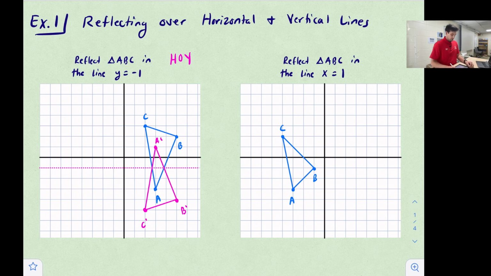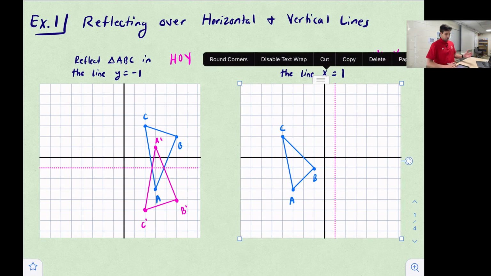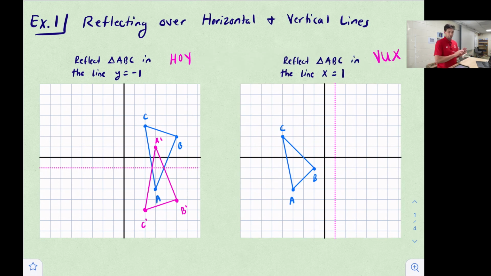Now a vertical line, x = 1, so this is like VUX. X equals a number is a vertical line, and the U stands for undefined slope. So x = 1 would be right here, and let's change this to a dashed line. Now, however far these points are to the left of the line, we're going to reflect them, and they're going to be the same number of units to the right of this line.